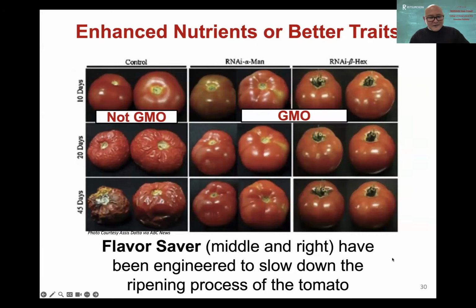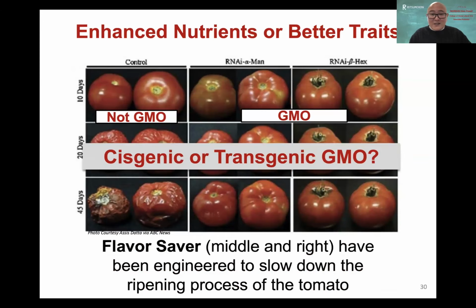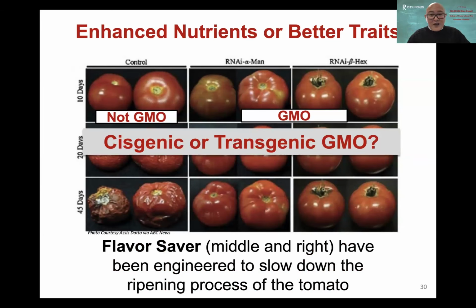Now, it looks scary. Imagine it stops rotting, while it's already rotten for the control at 45 days. Imagine how scared you will be if you don't know what's happening. So here, is it safe or not? The question here, you cannot answer again: is it cisgenic or transgenic? That's the next question that you have to ask.